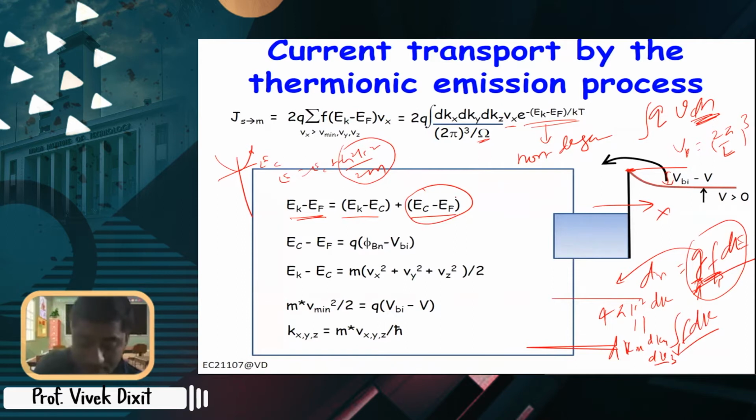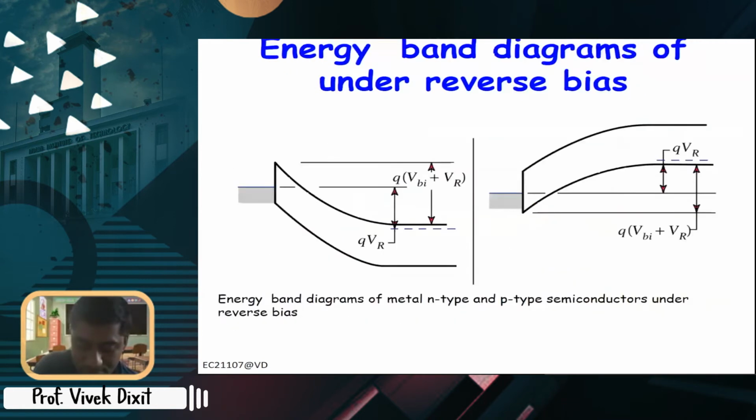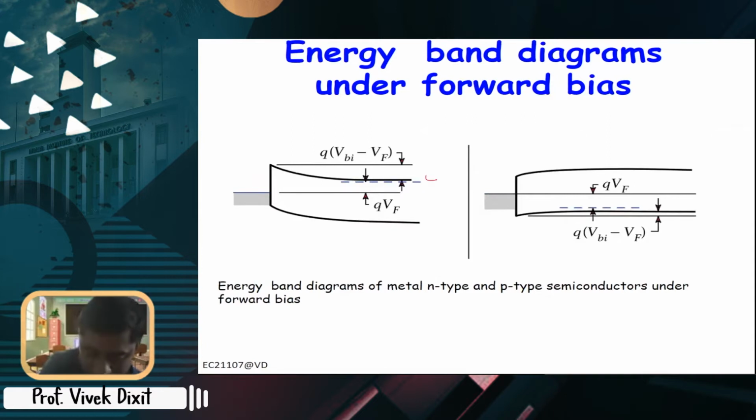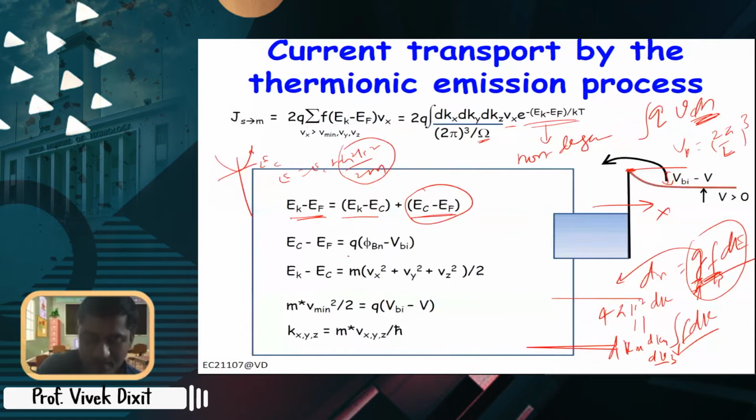Then there is another relationship for EC minus EF. If you look at the previous slide, this is EC, this is EF. So EC minus EF is this gap. You can write it as the difference between phi b, the barrier height, and VBI. EC minus EF, this gap, is the barrier on the metal side minus the barrier on the semiconductor side. So it's q phi b minus VBI.